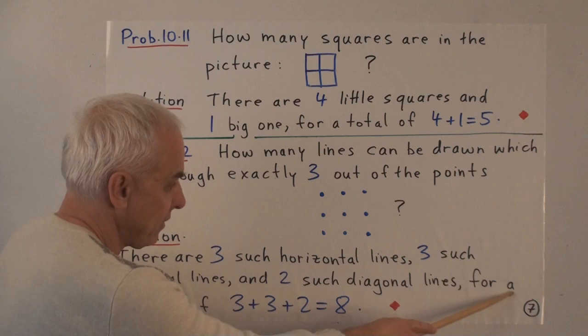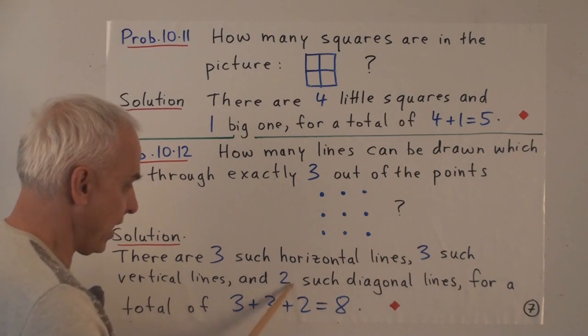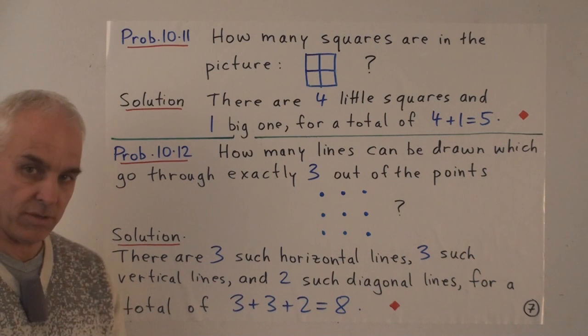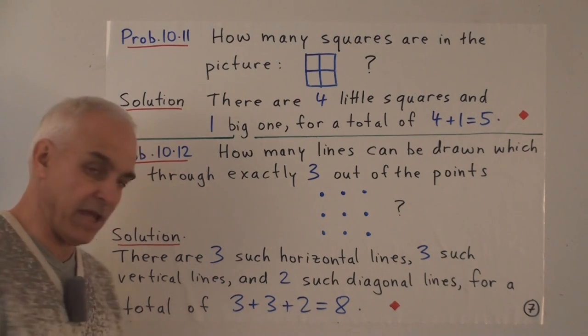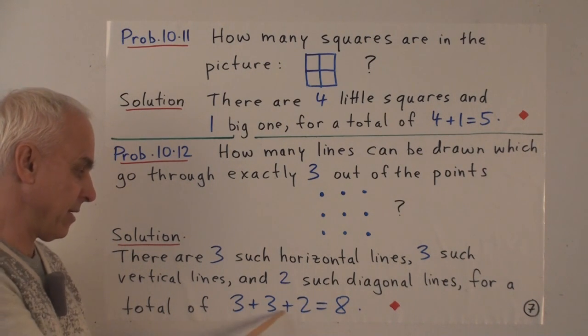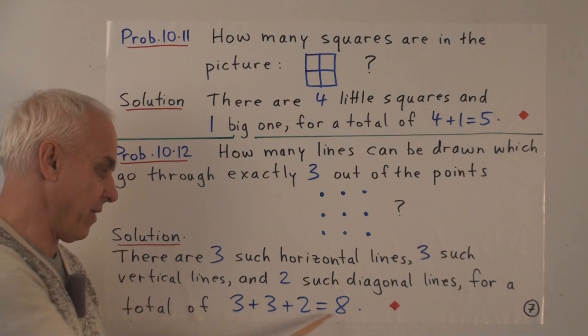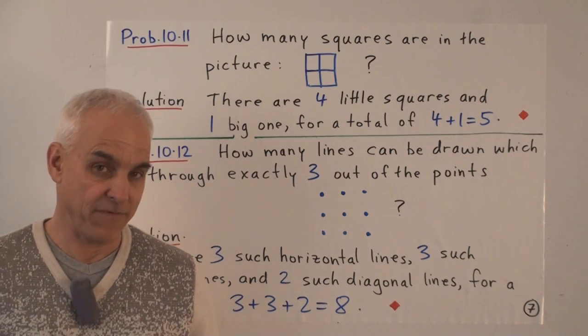So the total is, for a total of, and now I have to add this 3, and this 2, and I'm going to write that out as an equation. 3 plus 3 plus 2, and now I'm going to make the calculation, equals 8. 3 plus 3 is 6, plus 2 is 8, and I'll just write down that 8. Okay, so that's enough for me.